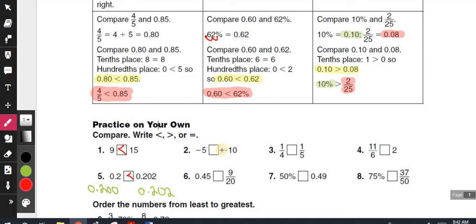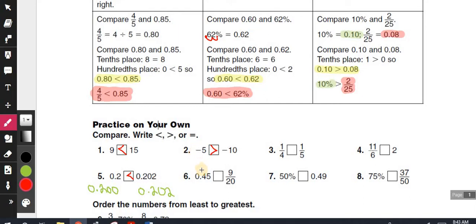In terms of our negatives, the larger the negative number, the smaller it is. So that would mean -5 is actually bigger than -10 because -5 is closer to 0 than -10 is.